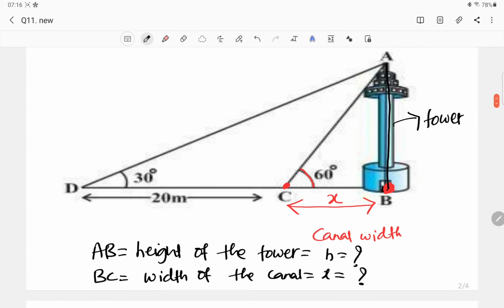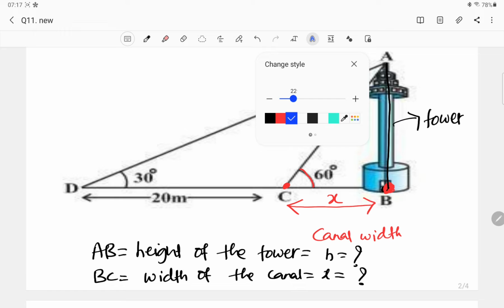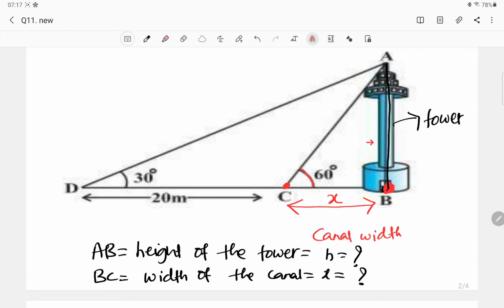Now let me explain the problem one more time. Here we have got this tower. This is the tower AB on one bank of the canal. This is another point on another bank of the canal. So this angle of elevation is 60 degree. This is the width of the canal, and from a point at a distance of 20 meter from this point, the angle of elevation is 30 degree. Now they are asking the height of the tower AB and the width of the canal BC.